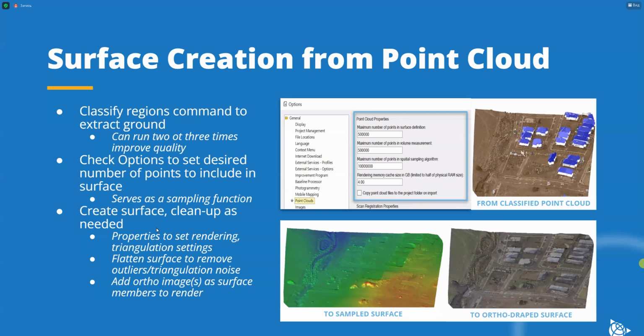Create surface cleanups as needed. So your properties to set rendering and triangulation again. Again, the flattened surface to remove outliers is there, as well as an ortho image as surface member to render. So you can actually drape your ortho image on top of your surface as well.